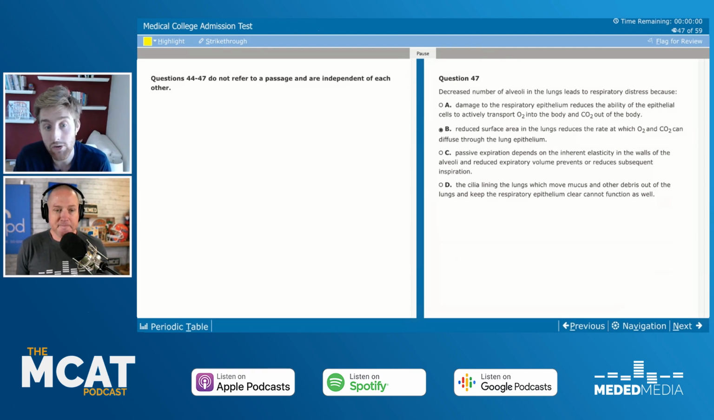B here is the right answer. Reduced surface area in the lungs, which is exactly what you would expect from decreased numbers of alveoli because you have less exchanging space. It reduces the rate at which O2 and CO2 can diffuse through the lung epithelium, because they do diffuse passively, they're not actively transported.